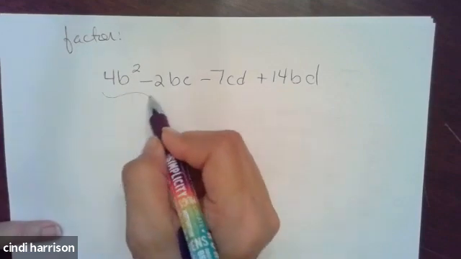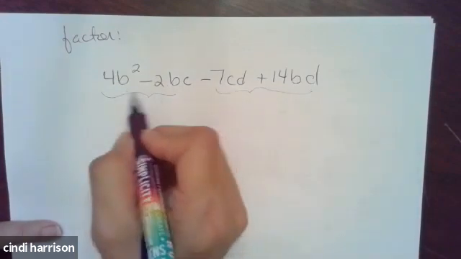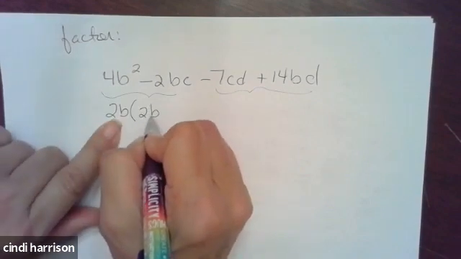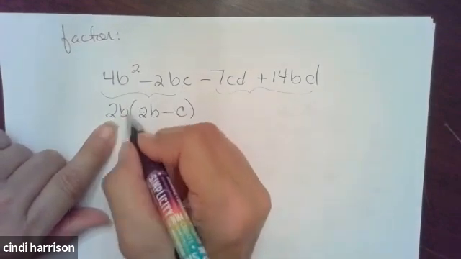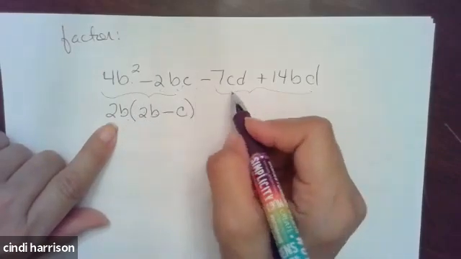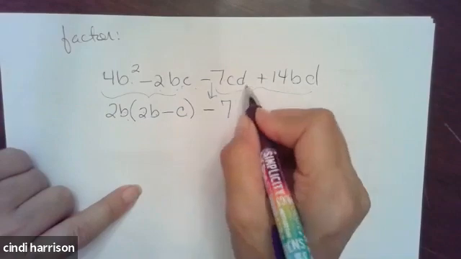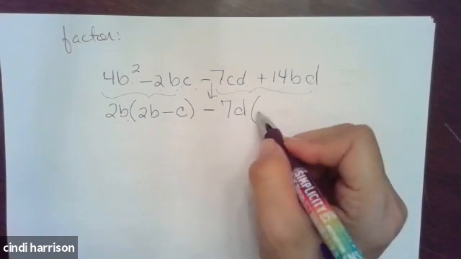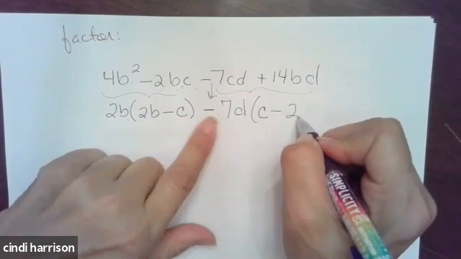So the next thing we do is recognize that we learn to factor by grouping, where you group them into pairs. So in this pair, I can factor out a 2b, and that leaves 2b minus c. 2 times 2 is 4, b times b is b squared, 2b times c is 2bc. Bring down the sign, and then these have in common a 7 and a d. So when I factor that out, that leaves c, and then negative 7 times negative 2b.